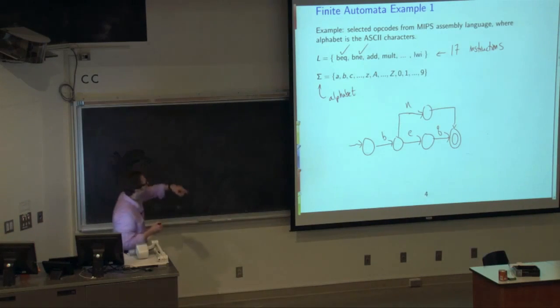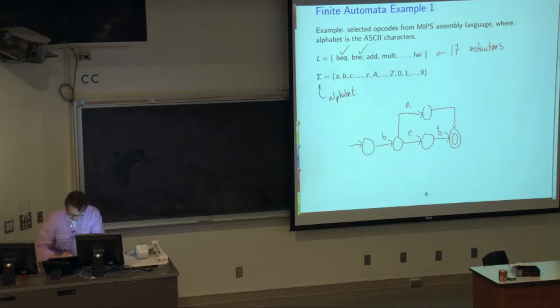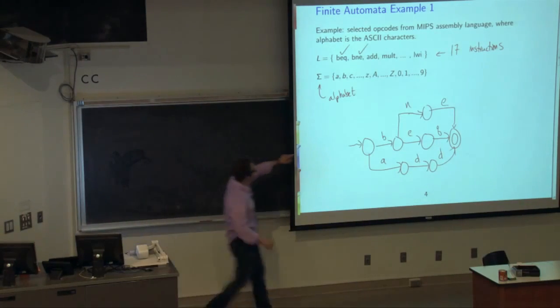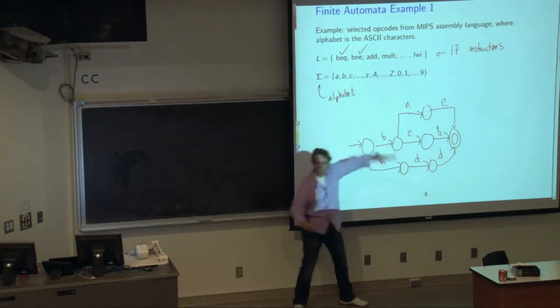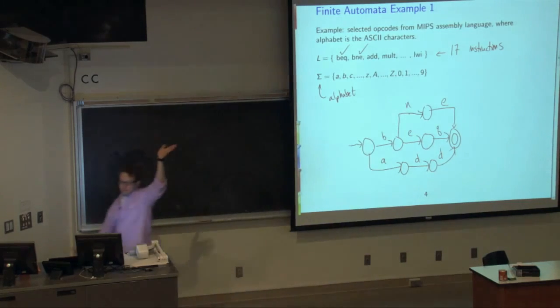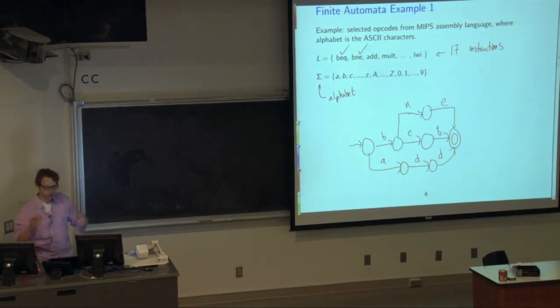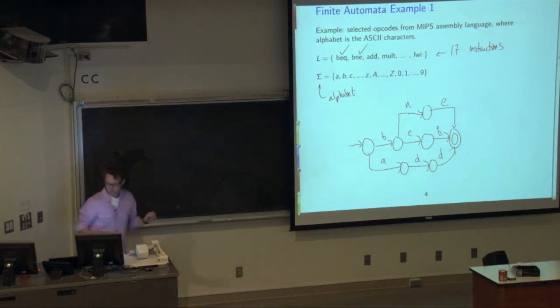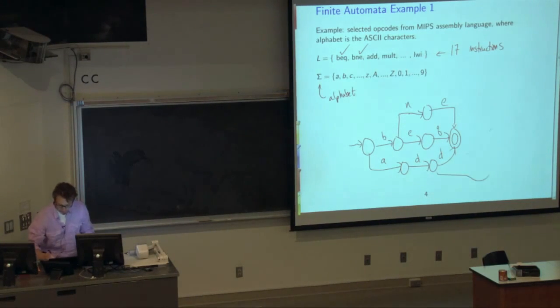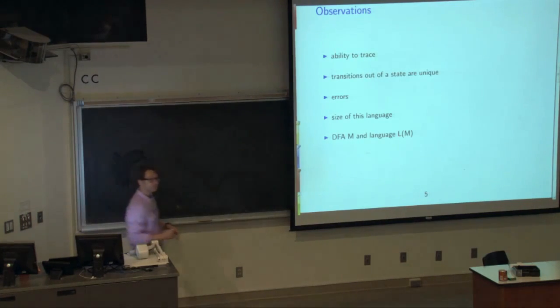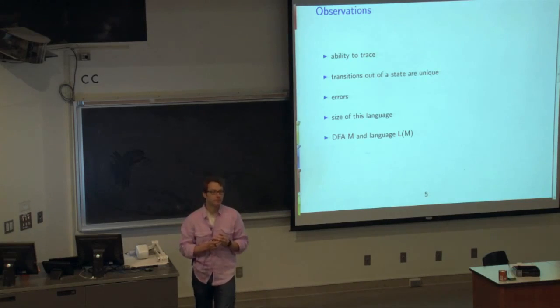Okay, so we've got those. And we could continue to add things like add. Notice that add doesn't have any duplicate of the previous thing. So we could continue to add these, and we're going to get a finite automata that's pretty big by the end, with all of those 17 different words in it. So this gets big. I've got lots of things coming out like that.